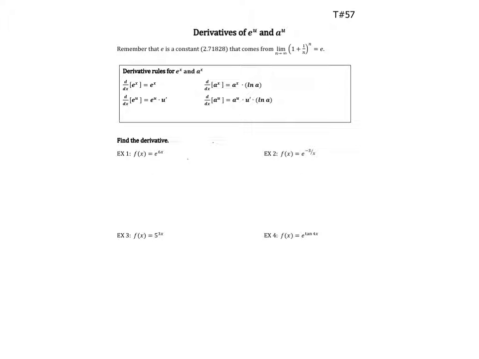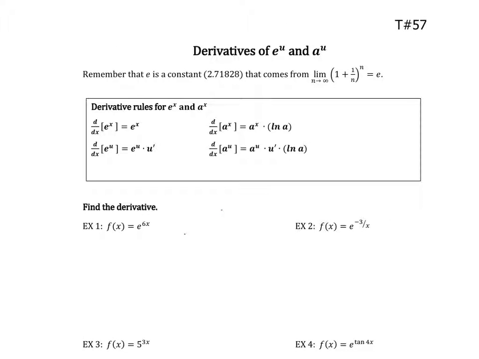2.71828, and the thing of it is it actually came from a limit. Back in the day, there were mathematicians that were looking at this limit right here, and it kind of came up with this weird number, and so they gave that number a name. And so that's where e comes from.